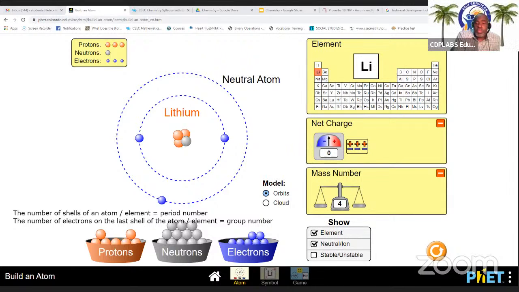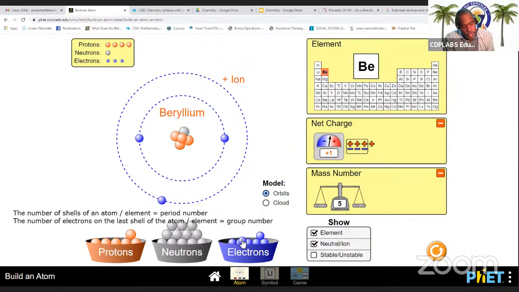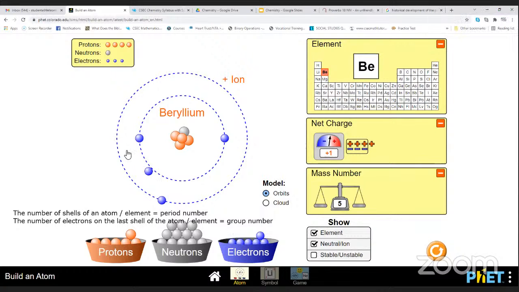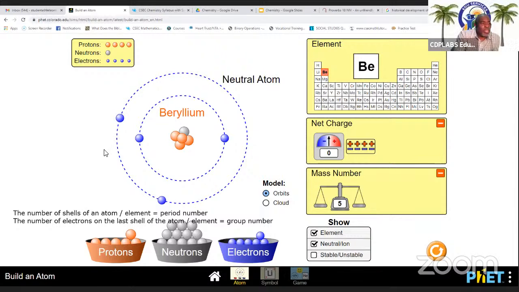All right. So let's move on now. Let's try another one now. By the way, what was the group number you said it was again? Group number was 1. Okay. Let's check it. Kadeen, your turn. What is the period number of beryllium?